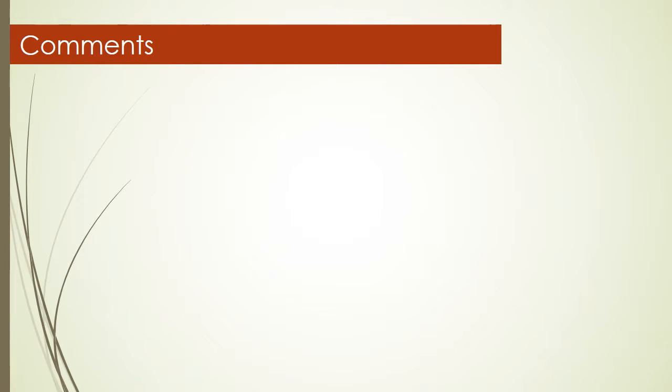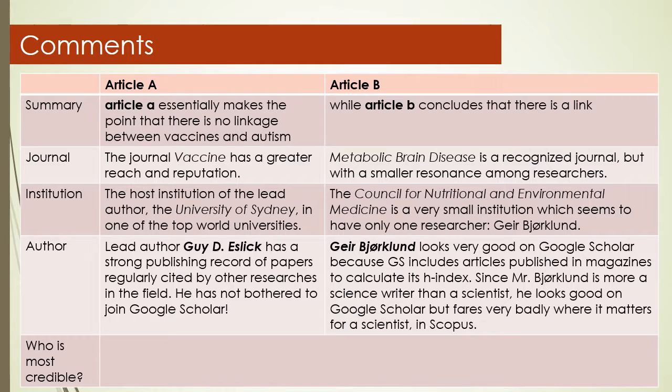Well, the goal here is not to give the definitive assessment of the two articles, but using these ranking systems, we find out that, in fact, the journal Vaccine, which hosted Article A, has a greater reach and reputation than the Metabolic Brain Disease journal, which is a recognized journal, but seems to have a much smaller resonance among researchers.